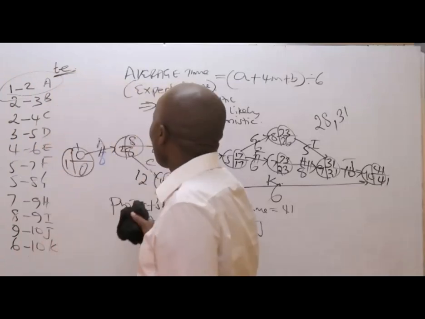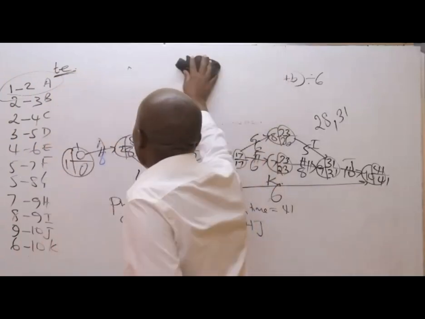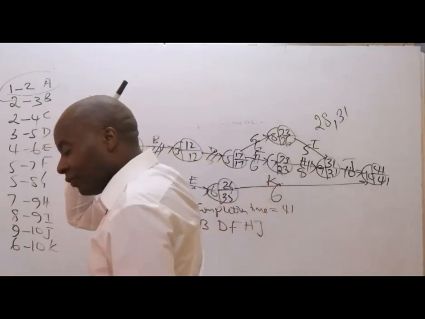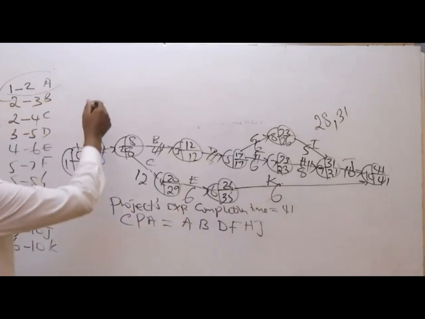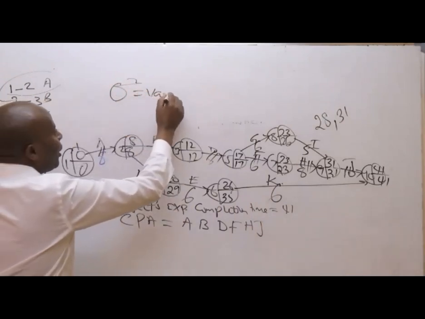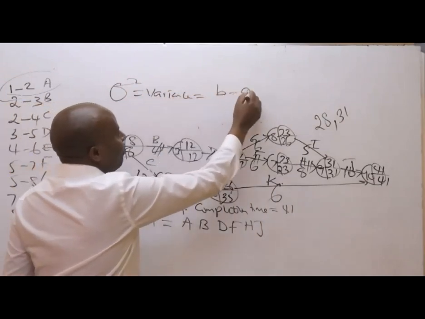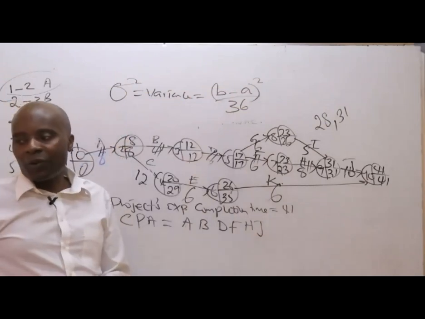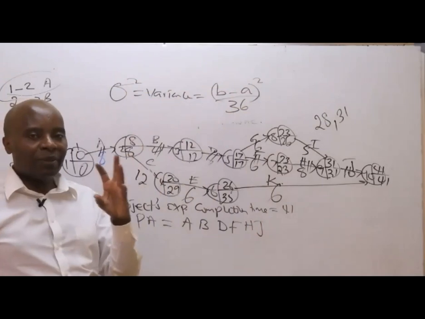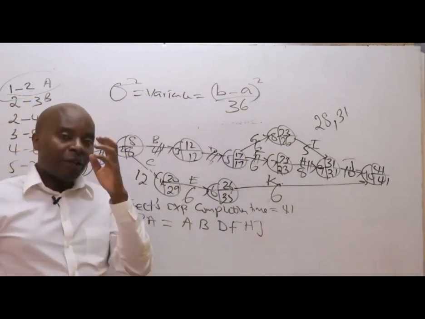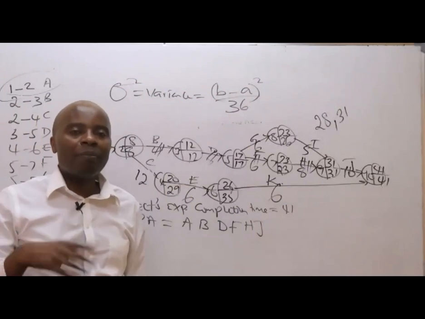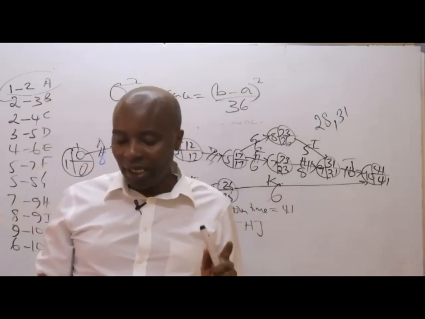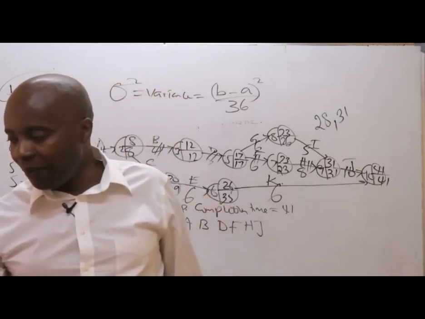Ladies and gentlemen, to get variance is quite a simple thing. To get the variance of an activity, we take B minus A, squared, and we divide by 36. That is something that you have to really cram. B is the pessimistic, A is the optimistic. So we take the pessimistic time minus the optimistic time, and then we square. Whatever we get, we divide by 36.